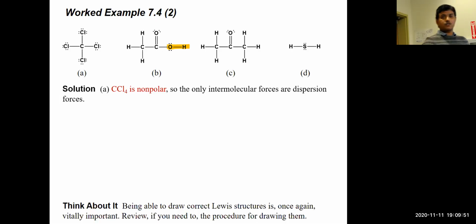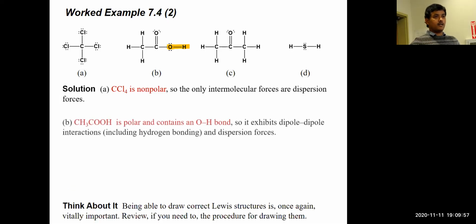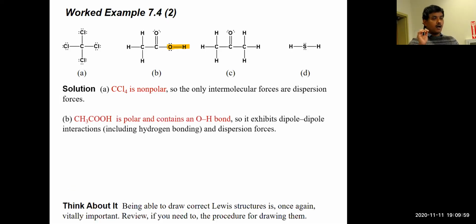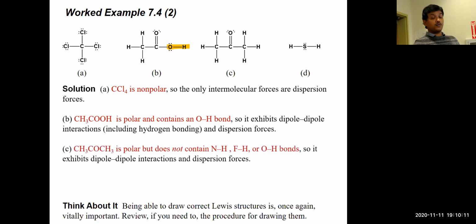I clearly see hydrogen bonding because hydrogen is directly connected to oxygen. So this molecule has hydrogen bonding. Yes, it has dipole-dipole, but also, most importantly, it has hydrogen bonding. The next molecule has a polar bond because there is a C=O bond, but I do not see any hydrogen bonding in it because hydrogen is not directly connected to oxygen. So it just has dipole-dipole interactions.